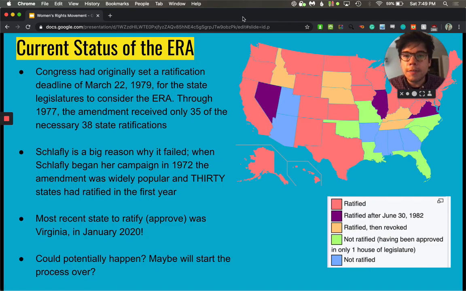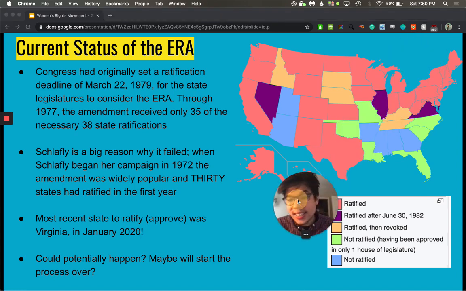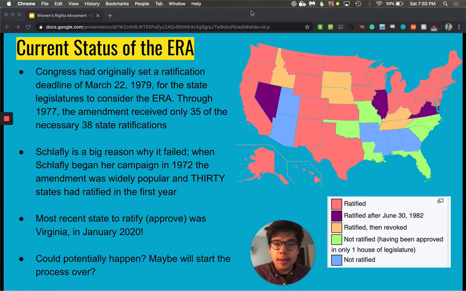Current status of the ERA. Congress originally set a ratification, or an approval, deadline of 1979. That is, they had to get 38 states by 1979. They extended it as well, another 3 years. And so the amendment ends up only receiving 35 of the necessary 38 ratifications. You can see here the states that ratified it. Indiana, by the way, we did ratify this.